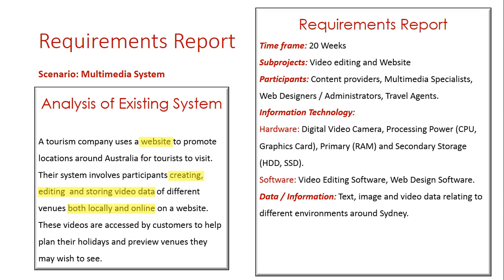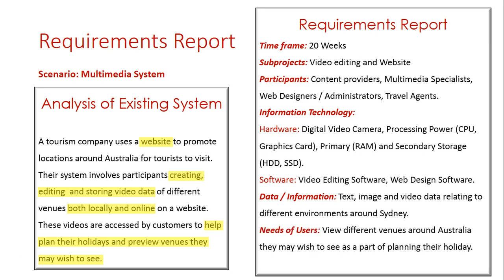The next stage looks at what data and information is being used. So being a website, it's safe to assume text and image will be used, but then also we need to emphasize that video data relating to the different environments around Sydney. Okay. Then finally, what's the purpose of this? To help plan the holidays of customers so they can preview venues. So the needs of the users are to view different venues around Australia that they may wish to see as a part of their holiday.